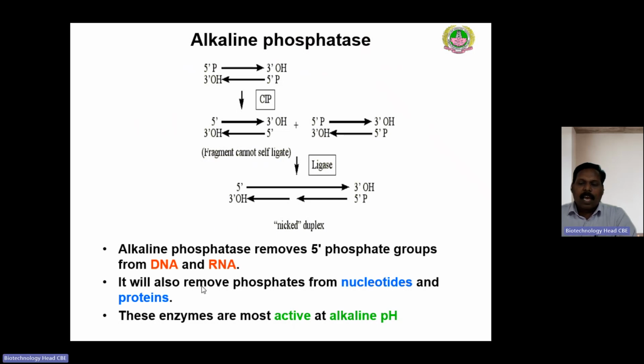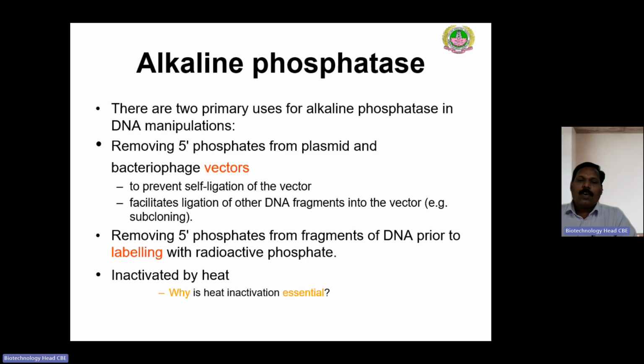So these enzymes are most active at alkaline pHs. That's the reason we call them alkaline phosphatase. There are two primary uses for this alkaline phosphatase enzyme in DNA manipulation. The first one, I told you, is specifically removing the 5' phosphate end from the plasmid DNA, which is widely used as a cloning vector. Even some of the larger DNA fragments can be cloned in the phage-derived vectors. So the first application here is to prevent the self-ligation of the vector. Second, it facilitates the ligation of other DNA fragments into the vector, or we go for subcloning purposes.